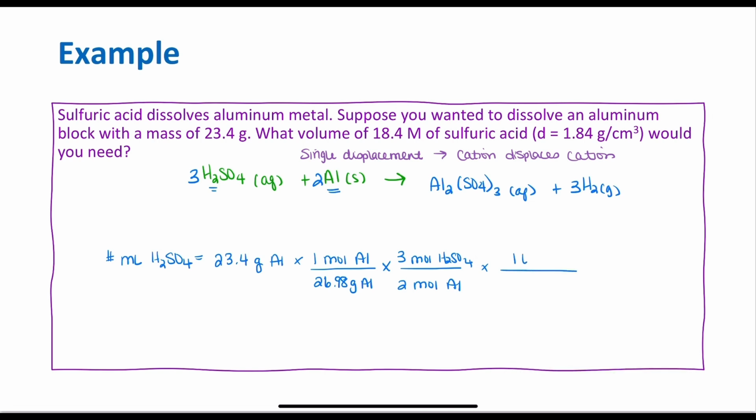I've got 1 liter of H2SO4 for every 18.4 moles of sulfuric. This gives me my liters of sulfuric. Convert to milliliters. And I see I need 70.7 milliliters of my 18.4 molar solution.